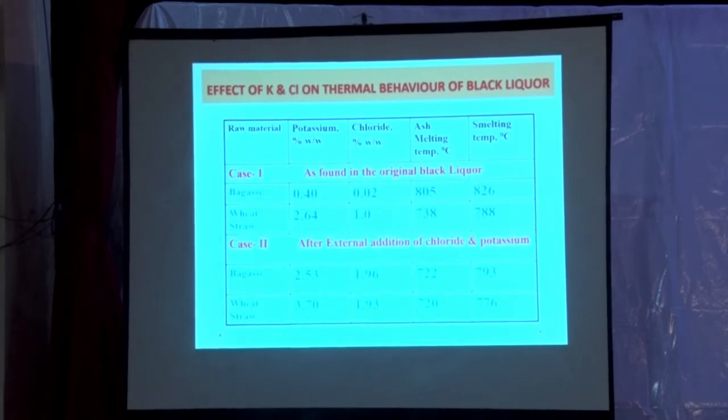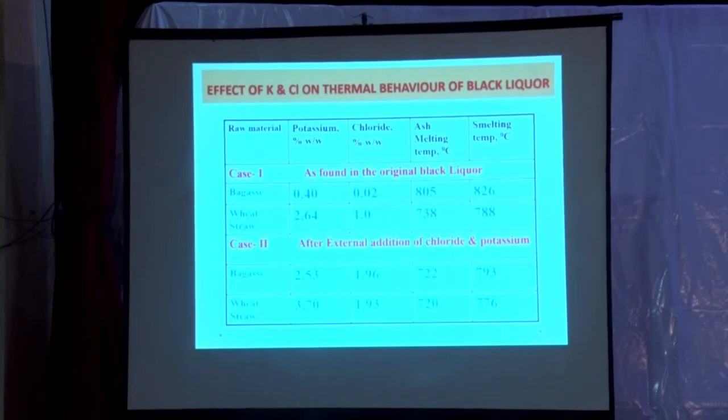We did some study to quantify the impact of chloride at the laboratory in CPPRI. We collect the bagasse and black liquor from mills and find out the potassium and chloride level in them, and then test them for ash melting temperature and smelting temperature. I would like to add here that you don't take ash melting temperature and smelting temperature as just temperature, you just think of this as the deposit formation.